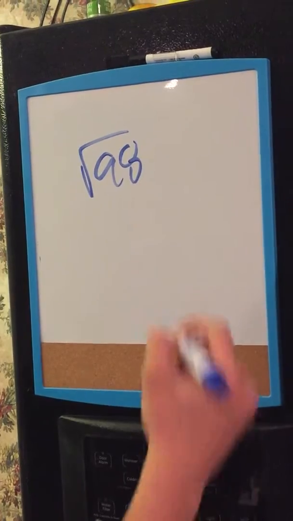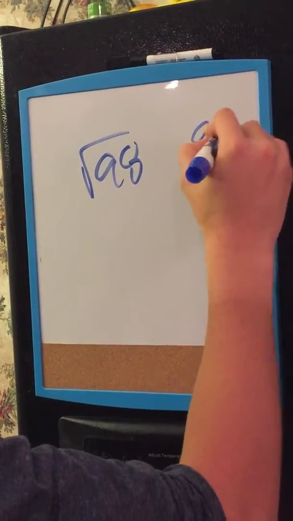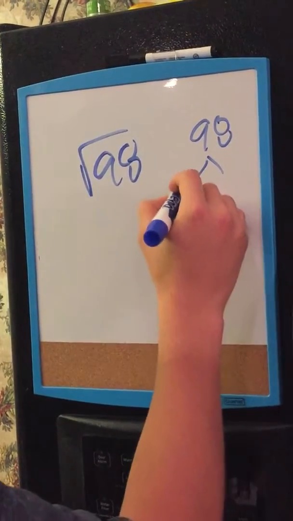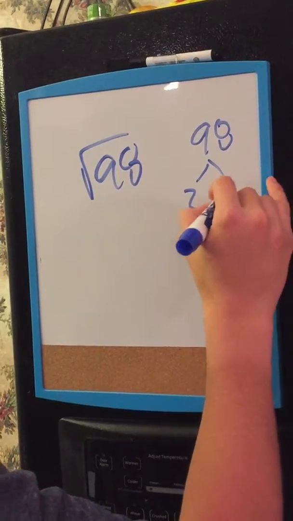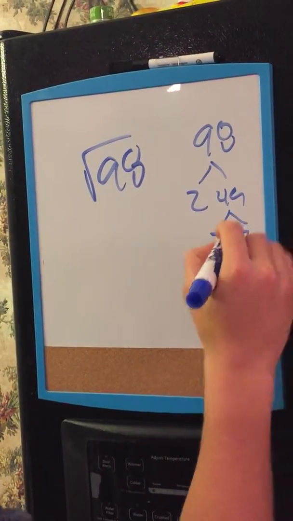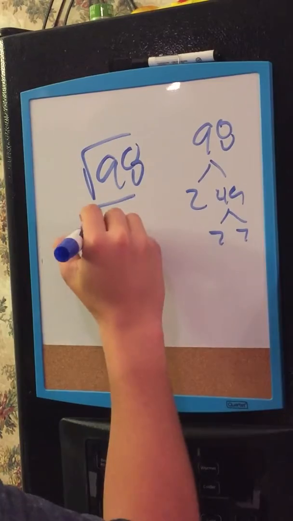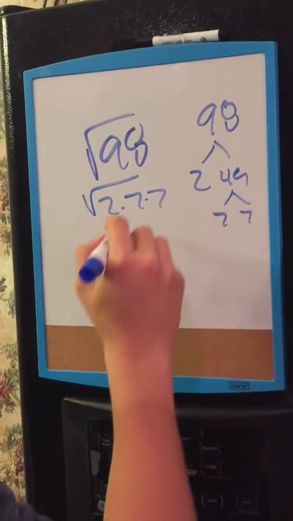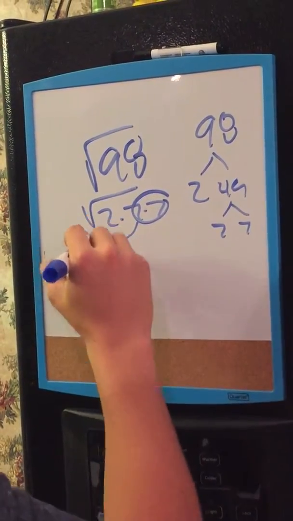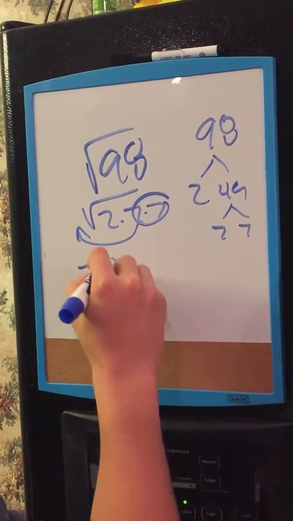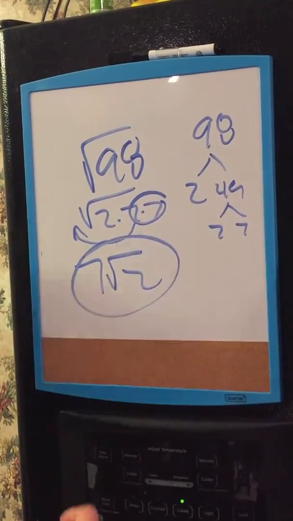98 has the same thing, there's no square root, so you're going to take it out here and see what two numbers. You get 2 and 49, and 7 and 7. So you get the square root of 2 times 7 times 7. That's a group, so you put it out here, and you get 7 times the square root of 2, and that is your answer.